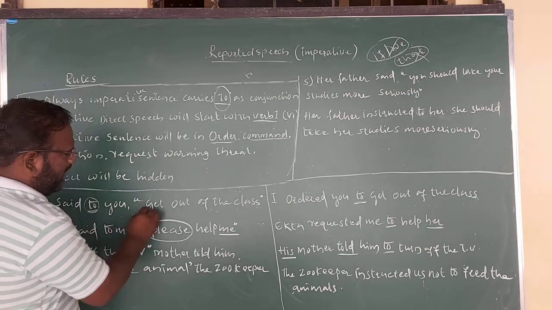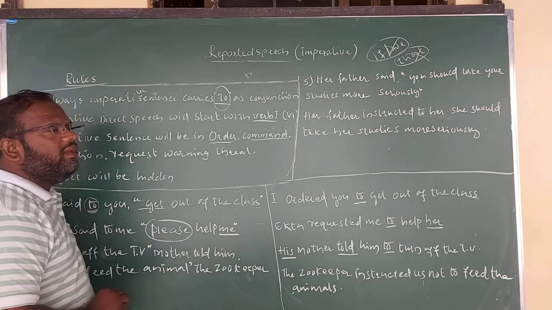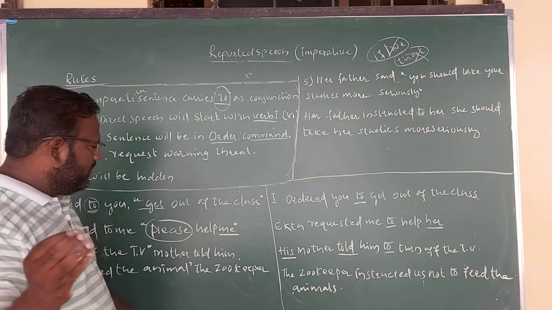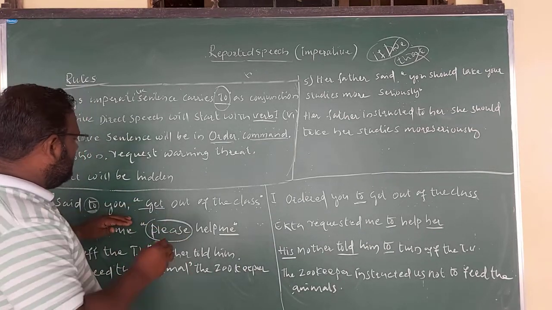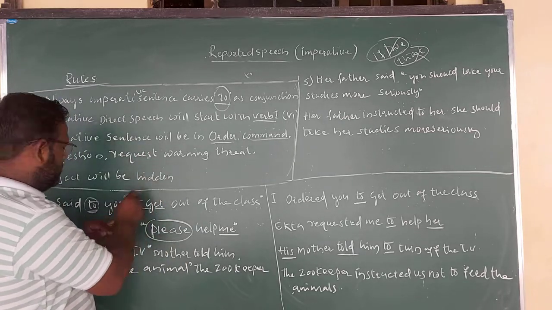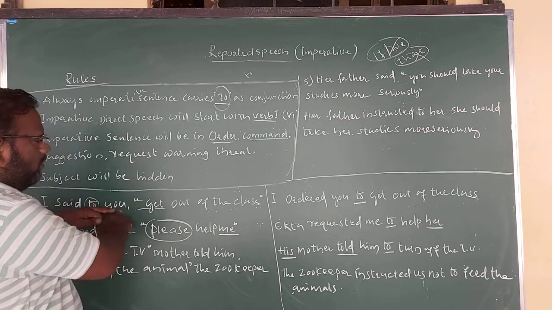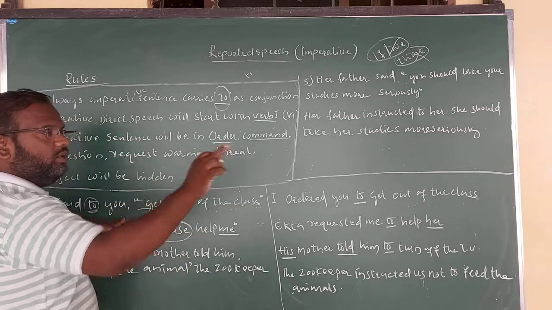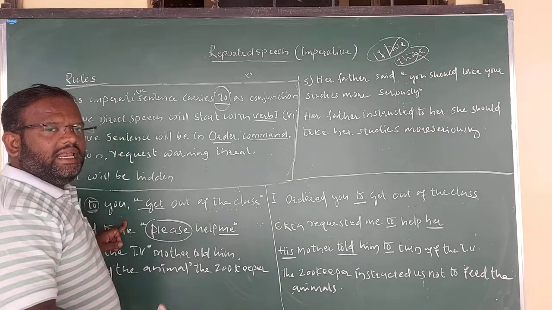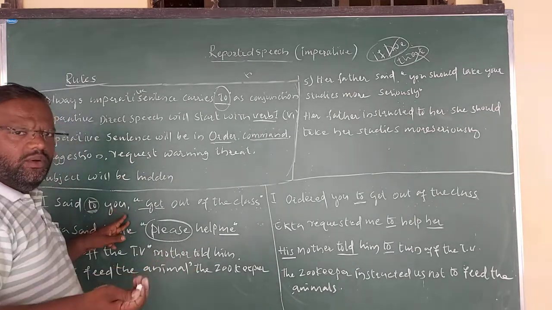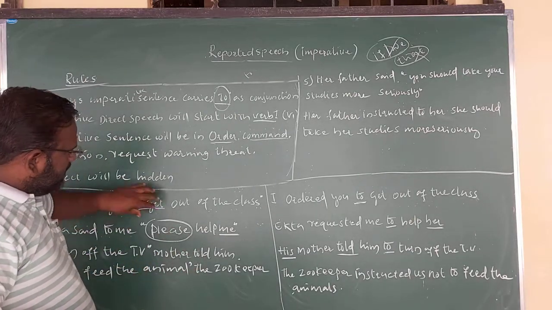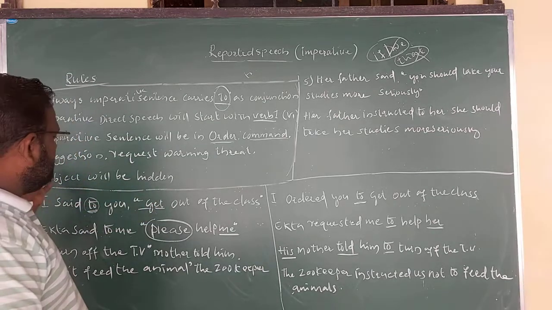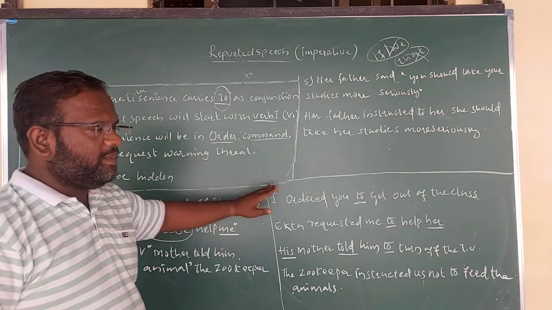And look here, get out, it is in the V1. Okay, get, it is in the V1. Then this V1 carries even the subject also. I said to you, get out of the class. So here, I said to you, you get out of the class. If I am saying like this, then it is correct only, because here the subject will be hidden with the verb. Okay, so let's change it into indirect speech.